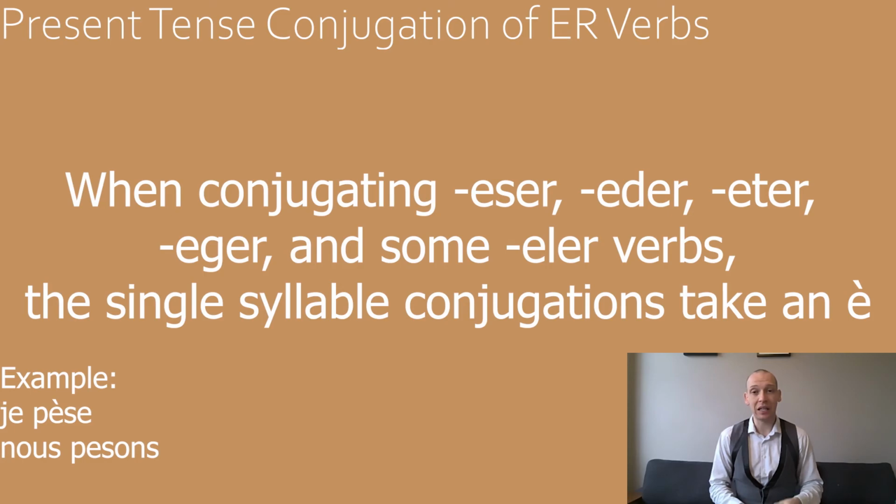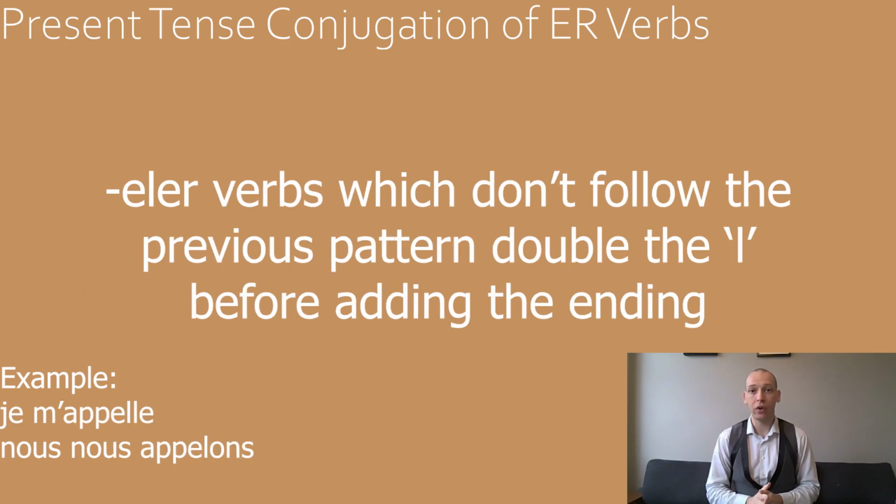For verbs ending in ESER, EDER, ETER, EGER, and some ending in ELER, the single syllable conjugations add an accent grave to the final E before adding the ending. For example, je pèse, but nous pesons. For verbs ending in ELER that don't follow the pattern above, the final L is doubled in single syllable conjugations. One example of this is je m'appelle, but nous nous appelons.